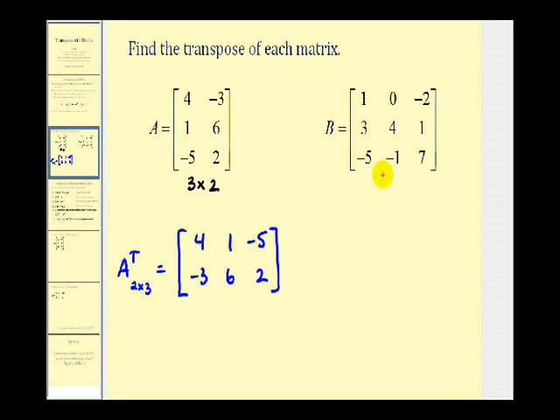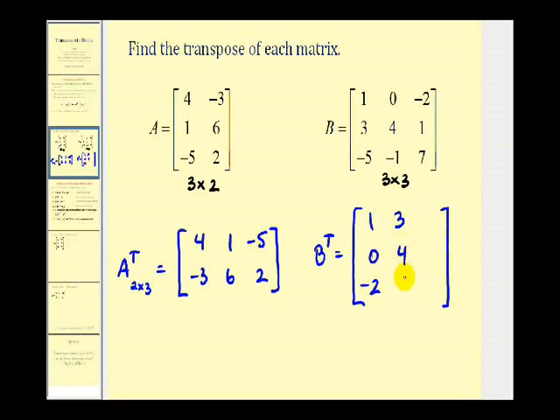Notice matrix B is a 3 by 3 matrix, so the transpose of matrix B will also be a 3 by 3 matrix. Again, we're going to take the elements in the rows and make them the columns of the transposed matrix. Row 1 has elements 1, 0, negative 2, which means in the transposed matrix, column 1 will have elements 1, 0, negative 2. Row 2 has elements 3, 4, negative 1. This will form column 2 in the transposed matrix.